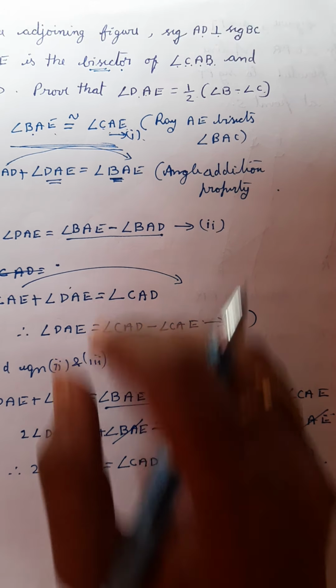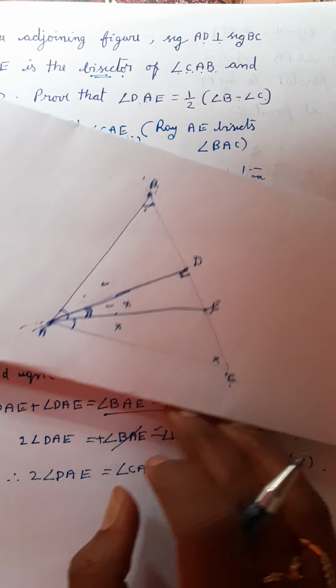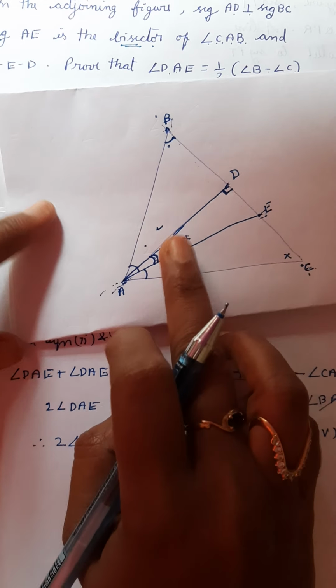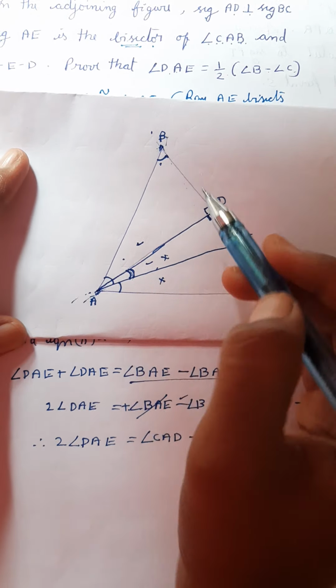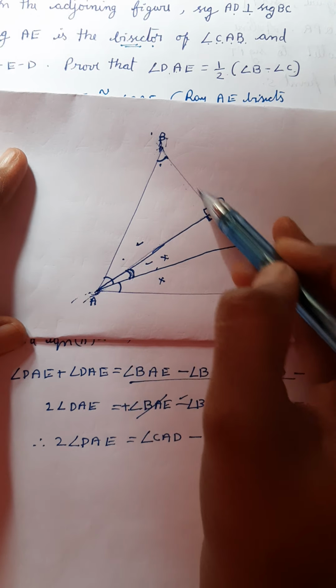So this is the first part of the proof. Now in the next part, again we will focus on the figure. Here we will focus on, this is also 90 degrees. We will focus on triangle BAD.